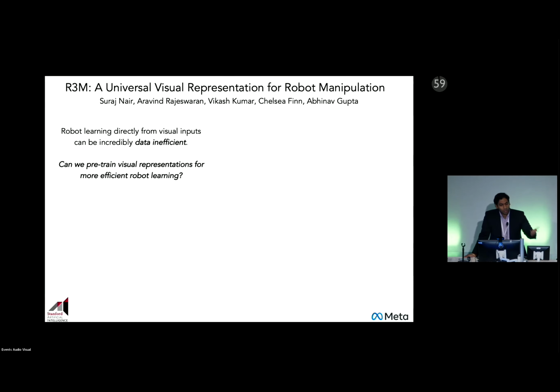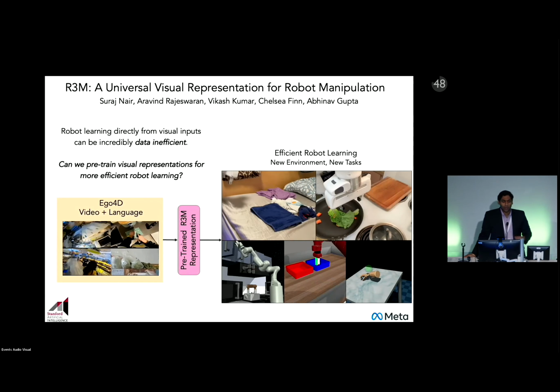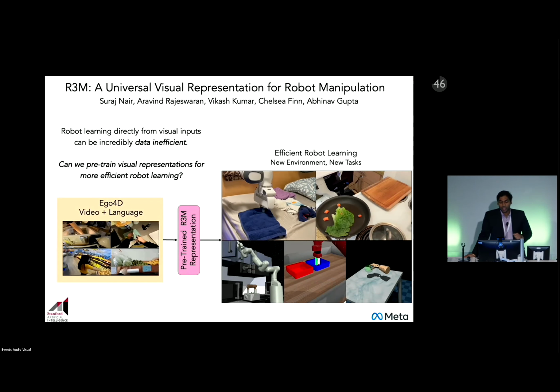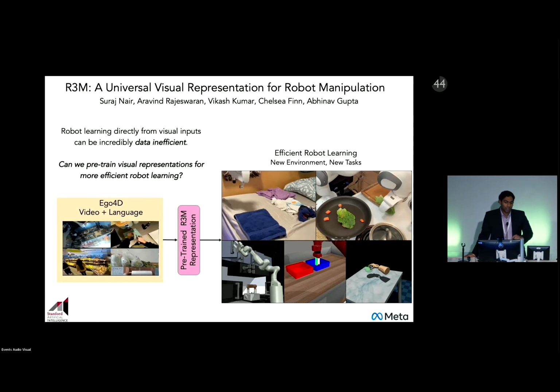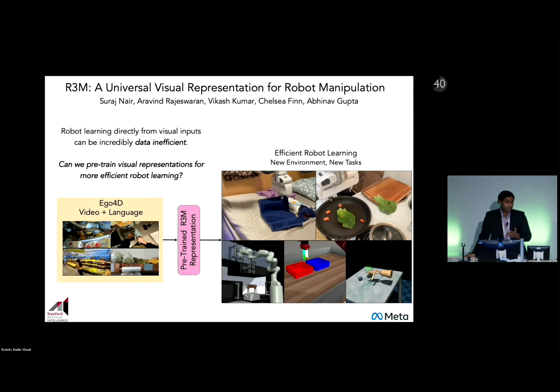Great. So robot learning directly from visual inputs can be incredibly data inefficient. So in our work, R3M, we're looking to pre-train visual representations for more efficient robot learning. And concretely, we're going to start with the Ego4D human video dataset and pre-train a single visual representation that we're then going to use for downstream robotic manipulation tasks like we see here.